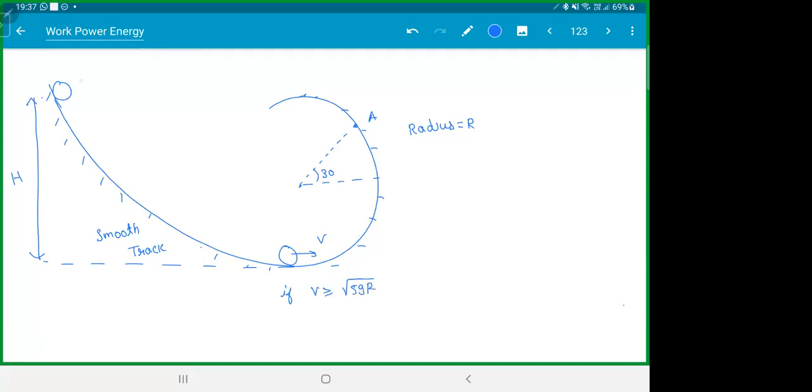We can use a result. State 1: potential energy is mgh, kinetic energy is 0. State 2: potential energy is 0, kinetic energy is half mv square, which would be 5mgR by 2. So energy in state 1 is equal to energy in state 2.